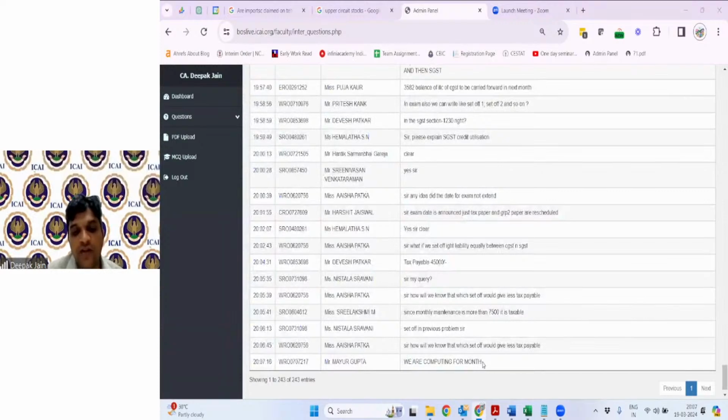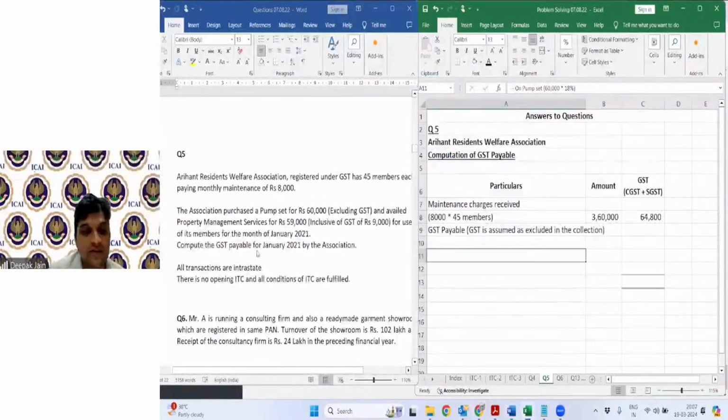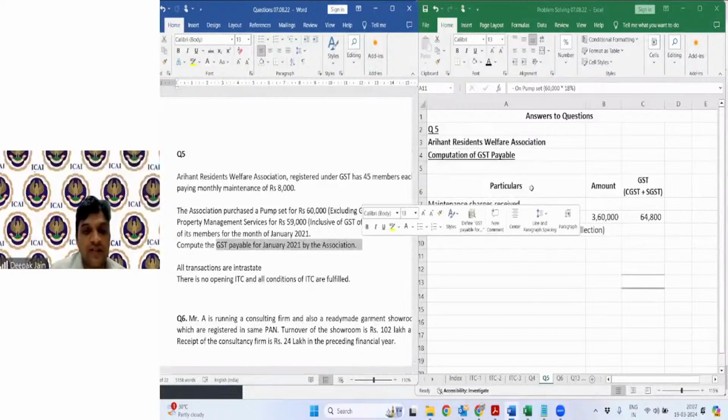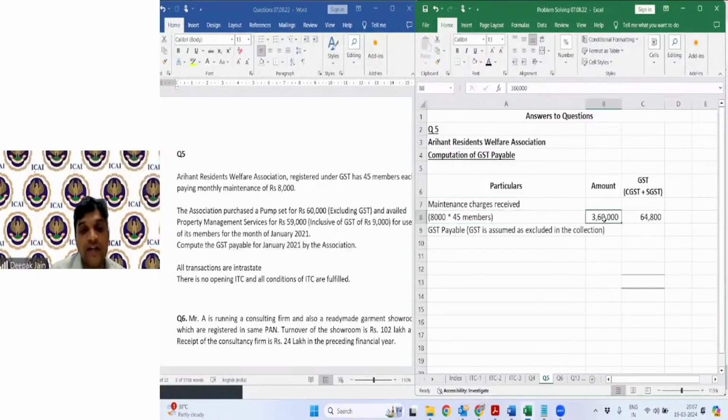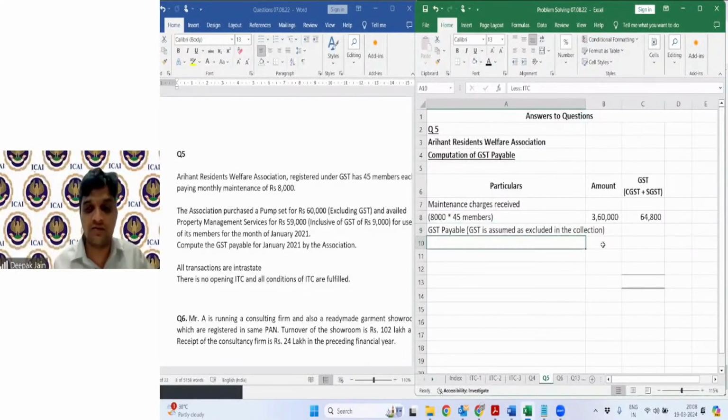You're right, Mayur. We are computing for a month and not for the year. That's the reason we are taking only 8,000 into 45. The question says to compute GST payable for the month of January. So 8,000 into 45 members is 3,60,000. This is CGST and SGST payable. GST is assumed as excluded in the collection, right? Like how in interest it was inclusive. Here it is assumed that GST will be extra. If you do inclusive, then your assumptions have to change. But in this case, since nothing is given, we are assuming GST is excluded from these collections.